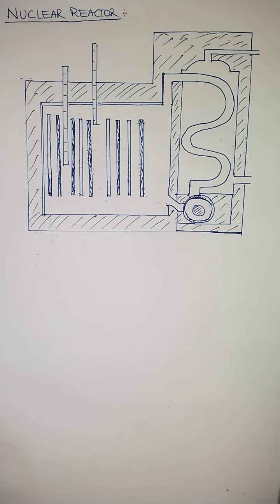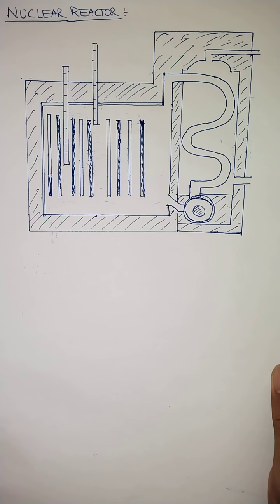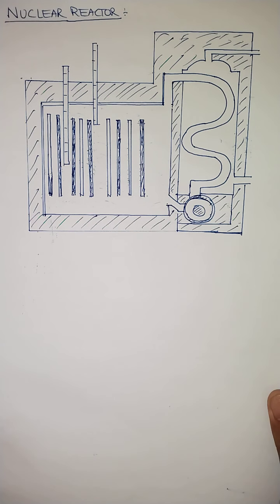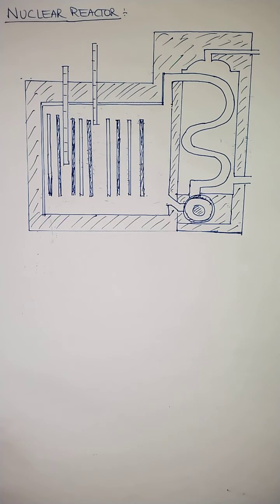A nuclear reactor, also called an atomic pile or a nuclear power plant, is a device that, as I said in the last class also, works on the principle of nuclear fission. But under what reaction? Under controlled chain reaction. Now this device has a number of parts and a certain construction.